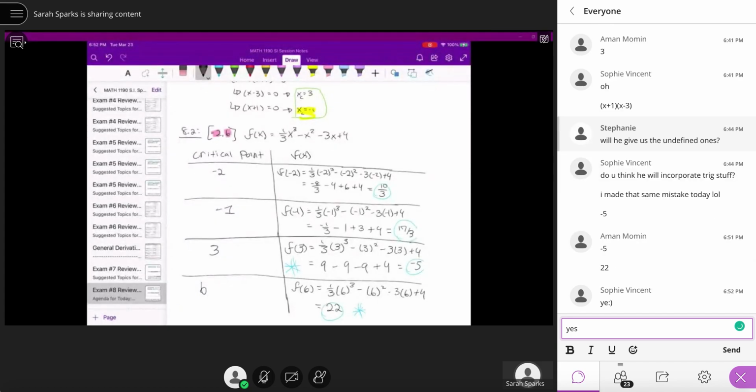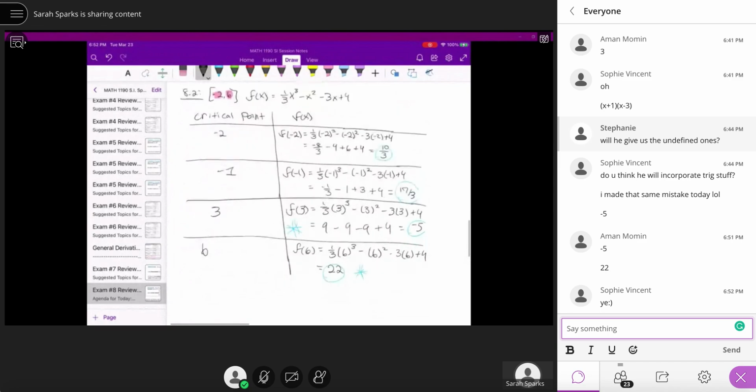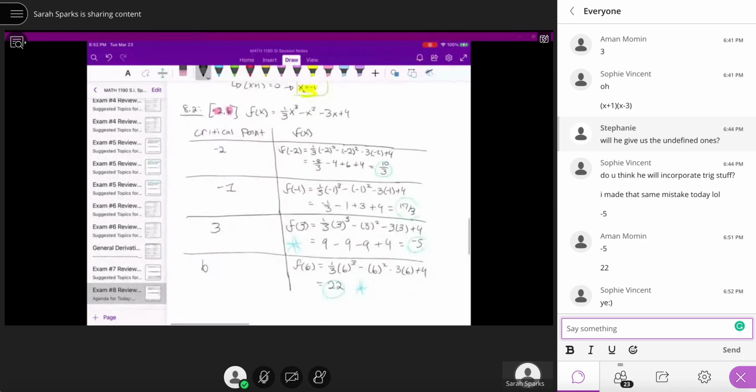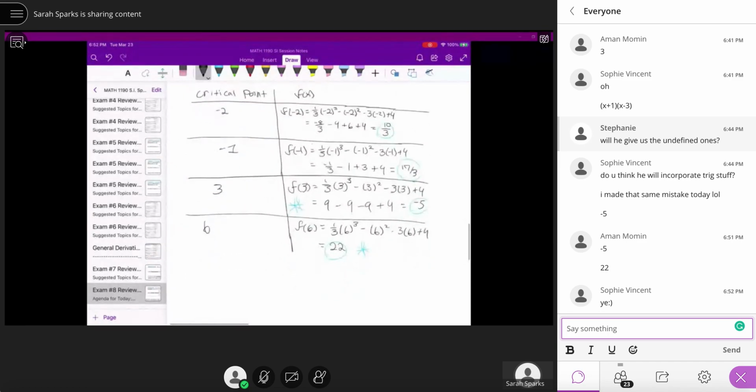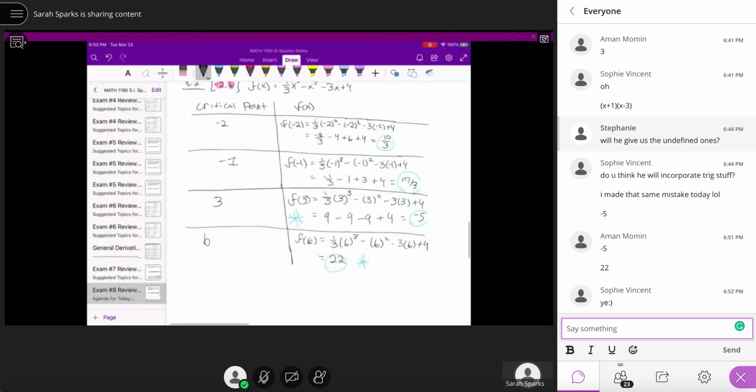Yeah, I should have pulled up a visual example, but it's because we're looking over that interval. If the interval was shorter, then maybe one of our other points would have been the absolute maximum.